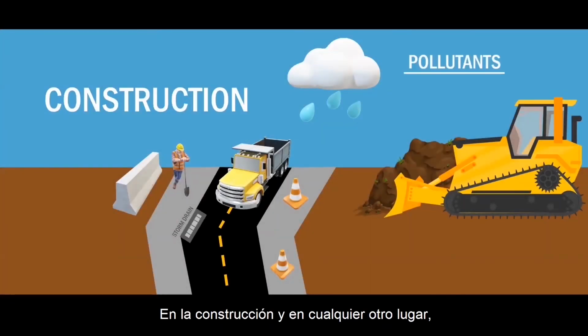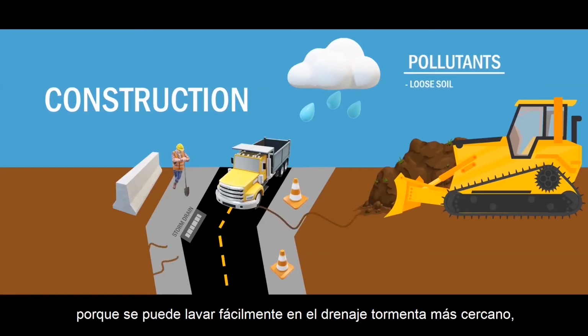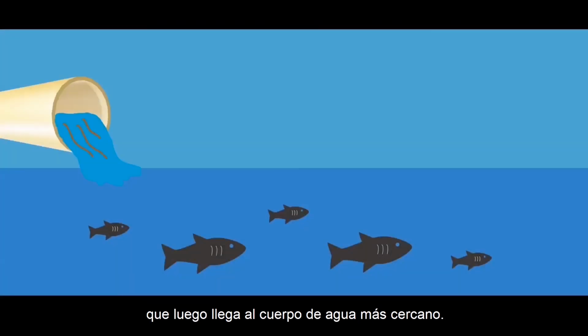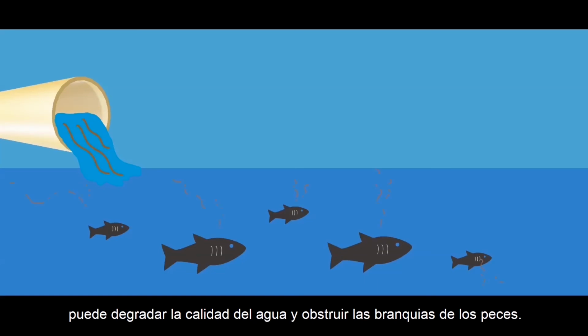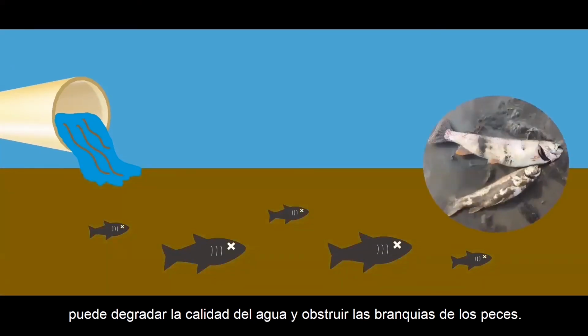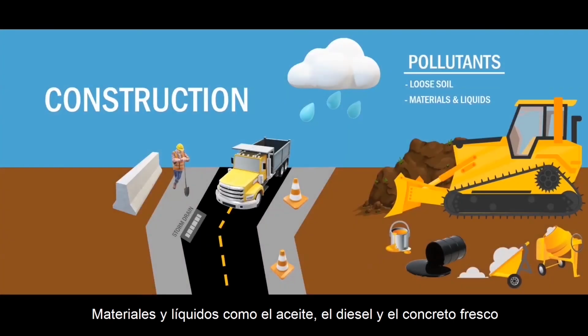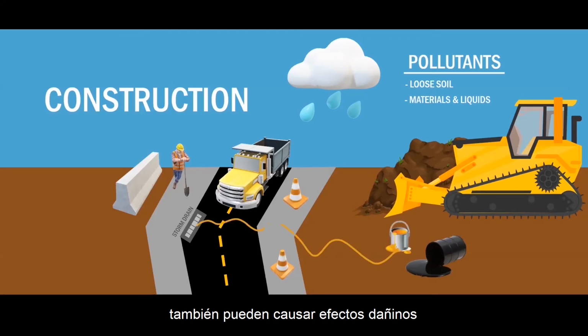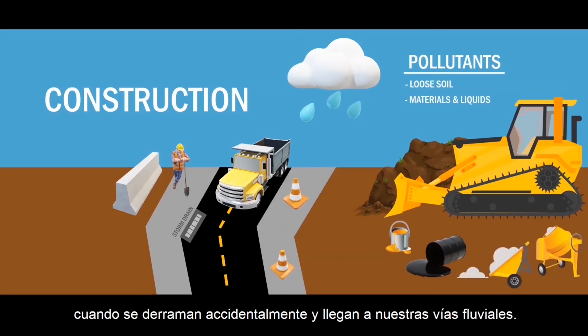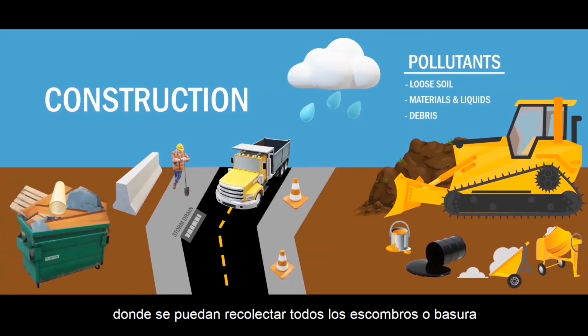In construction and anywhere else, loose soil is considered a pollutant because it can easily be washed into the nearest storm drain, which then reaches the nearest body of water. Too much soil or sediment in the water can degrade the quality of water and clog the gills of fish. Materials and liquids such as oil, diesel, and fresh concrete can also cause harmful effects when they are accidentally spilled and reach our waterways. Every construction site must always have a dumpster where all the debris or trash can be collected so that it can later be properly disposed of or recycled.